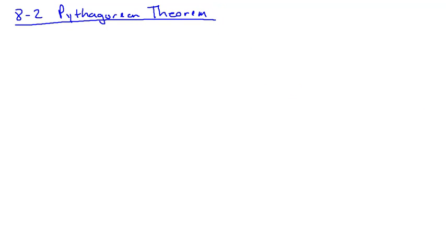Alright, so we're still talking about right triangles. This is going to be section 8-2, and it's going to be all about the Pythagorean Theorem. Now, you've done the Pythagorean Theorem before, so hopefully this won't be too difficult. It'll be kind of a refresher. So we're going to start out with a nice right triangle.